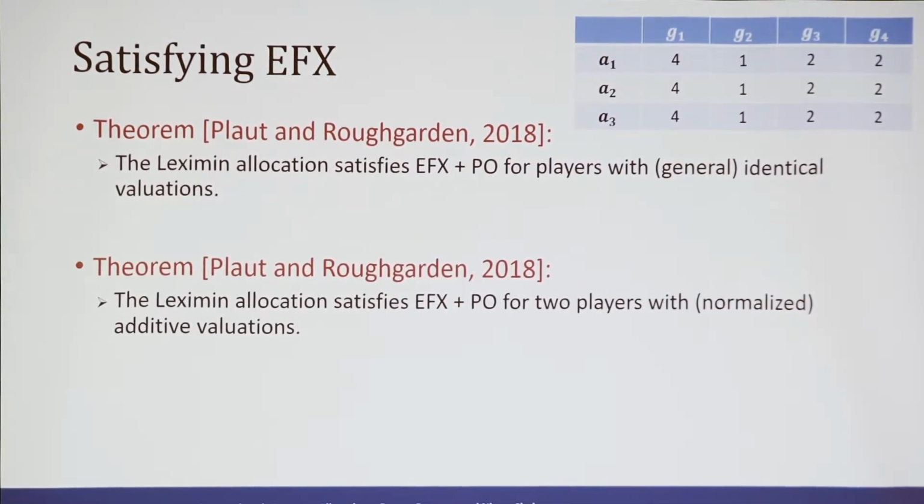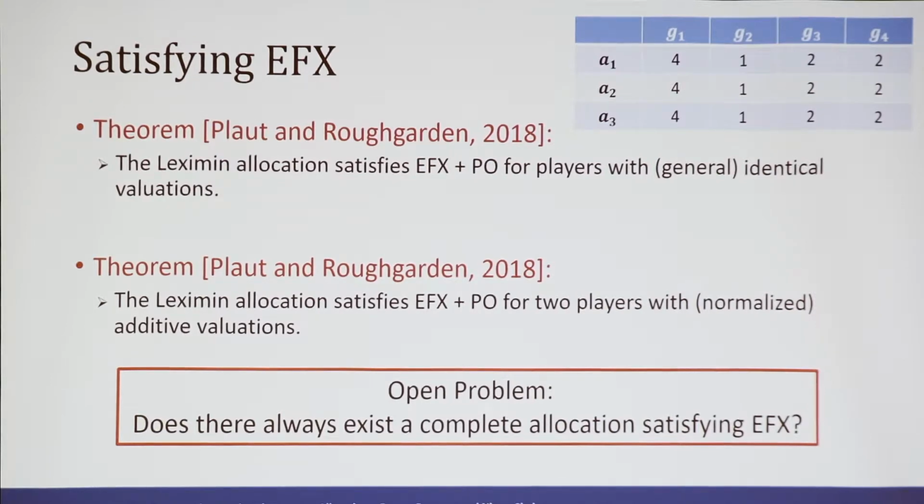Okay, they also showed that if you have just two players and they have normalized additive valuation functions, then the LexiMin allocation satisfies EFX plus PO. They don't have to be identical. These are, of course, some fairly restricted cases. And a big open problem that we have is, does there always exist a complete allocation satisfying EFX? People have thought about this for a few years now, and no one has a solution.